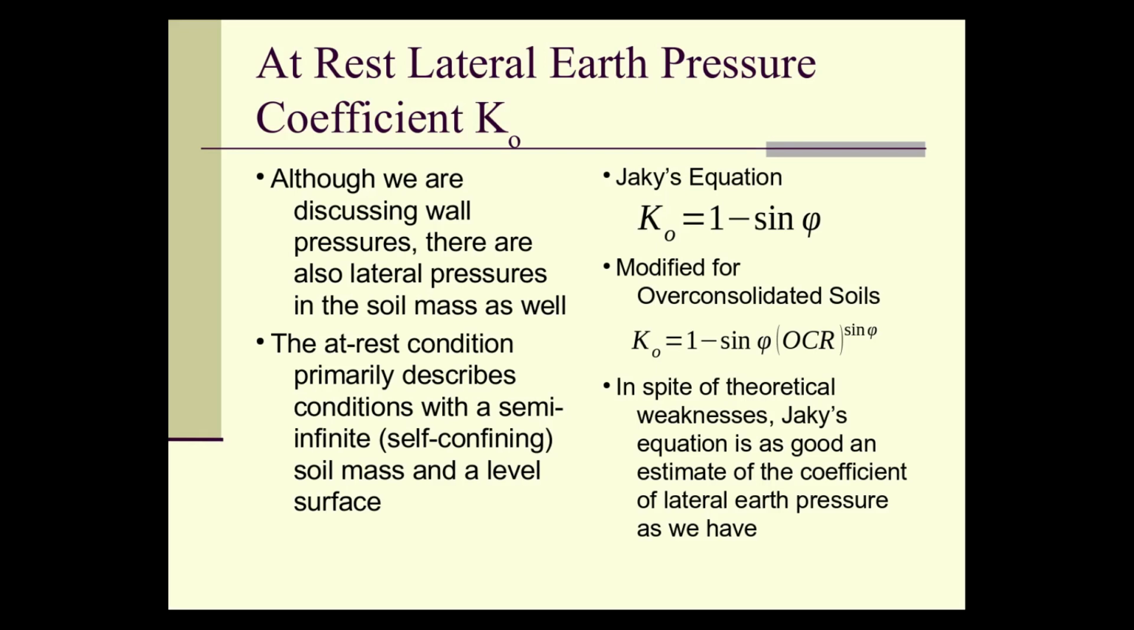Jaky was a Hungarian who came up with this right towards the end of World War II. And basically, K0 is equal to 1 minus sine phi. You'll probably recognize that from the previous discussion of the slope stability problem, where it asks for the neutral earth pressure coefficient. That's Jaky's equation, the at-rest or neutral earth pressure coefficient. And that's the formula I gave you. Now I've explained it. It's held up pretty well. Attempts to get fancy about it have not done very well.